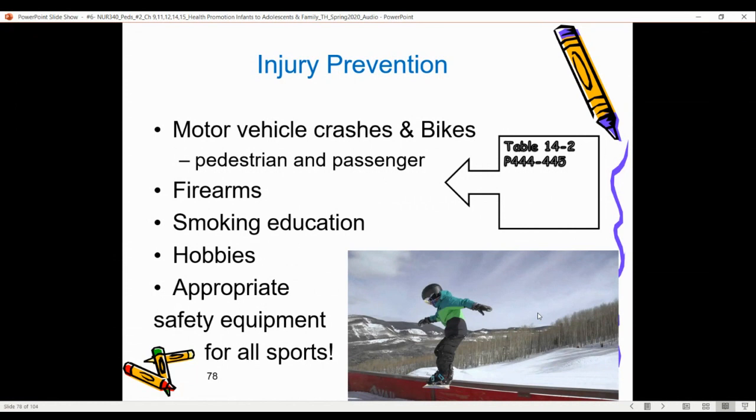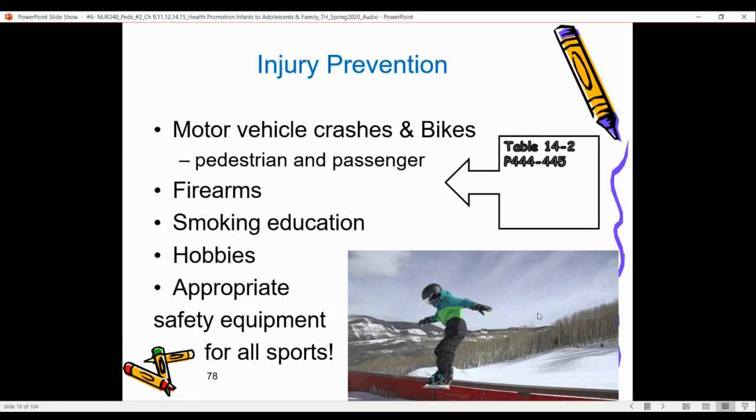Firearms, now they're old enough to manipulate them. We talked about that last week, keeping them safe around that. Smoking and drug use education should be started at this age. We do know that kids that have been taught some of those preventative things beforehand are less likely to use as teenagers. If you remember DARE when you were a kid, that's still around. I don't think they use it as much anymore, but it is something that we still see.